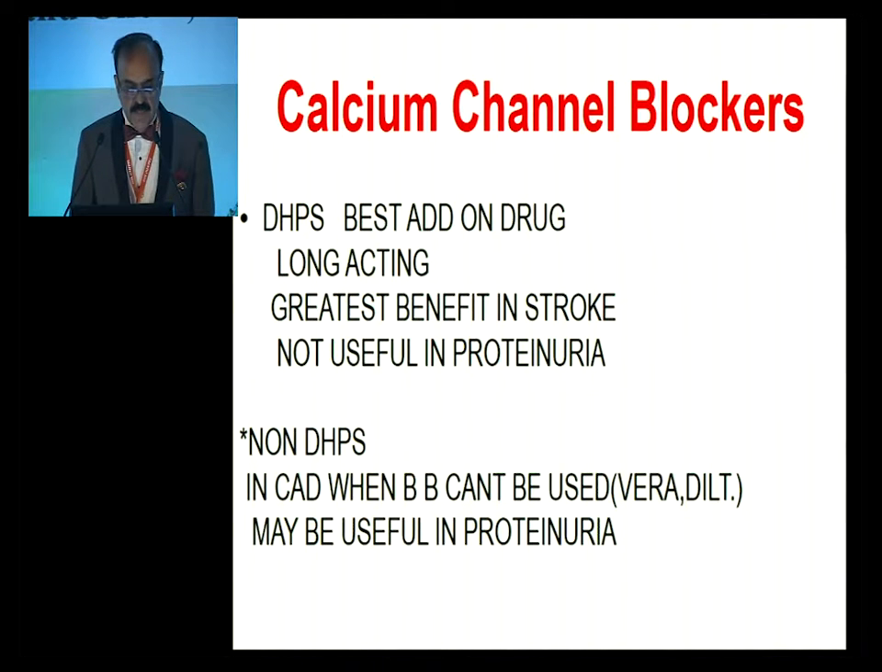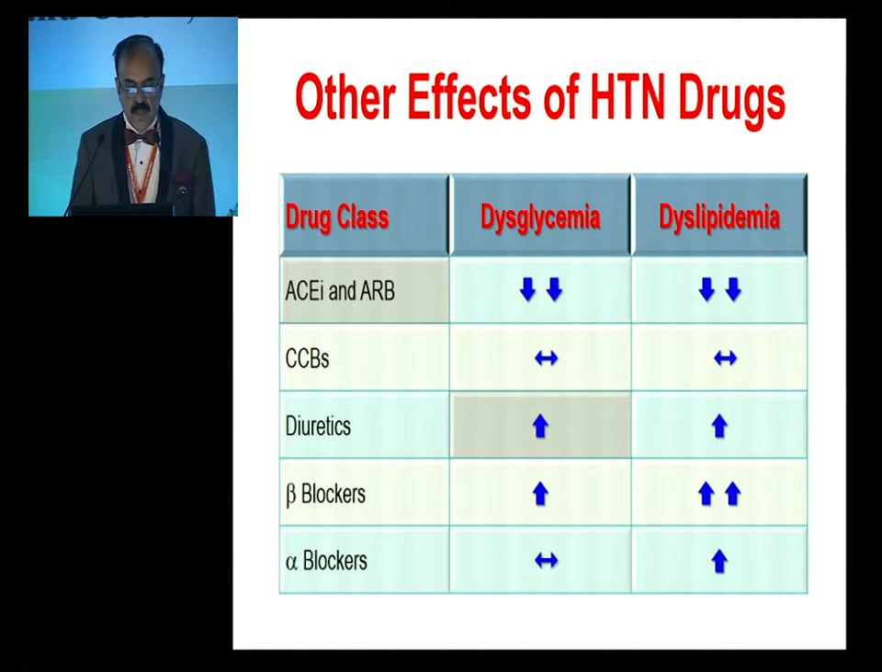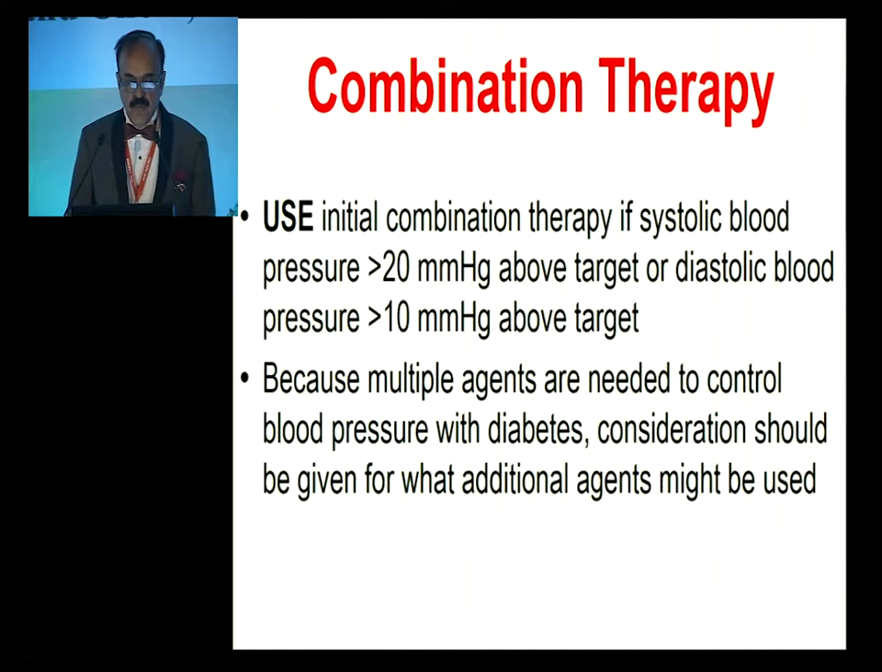Calcium channel blockers, non-dihydropyridine calcium channel blockers, when beta blockers cannot be used, we can use them. The long-acting amlodipine or calcium channel blockers have greatest benefit in stroke. And other classes, including alpha blockers, can be used under specific conditions, such as symptoms of benign prostatic hypertrophy. The other effects of hypertension drugs, like diuretics and beta blockers, can have dysglycemic effect and dyslipidemia effect, so you have to be careful in using them.